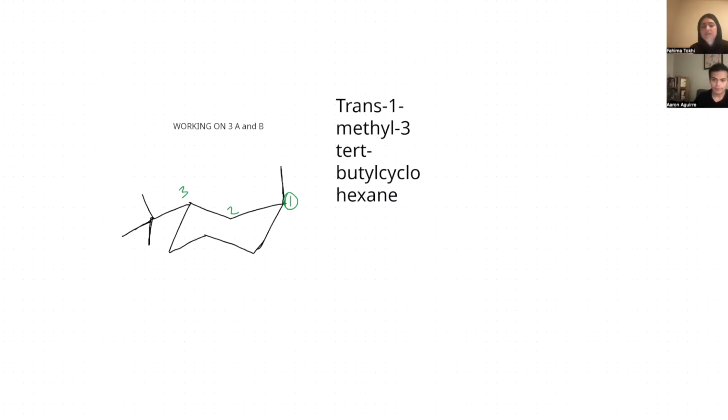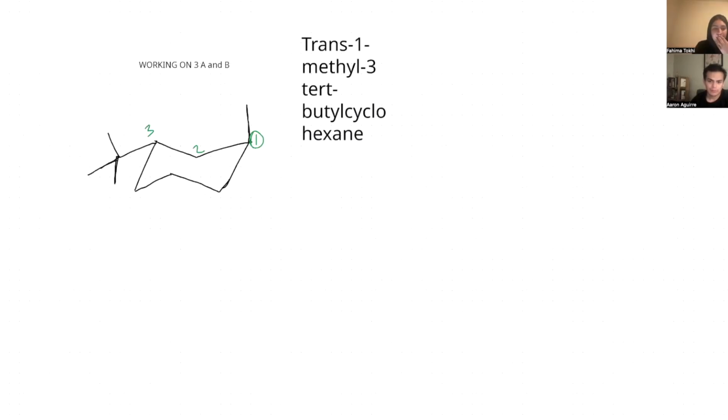Just for the sake of the recording, the reason we're naming to the left is because we want to get both substituents to be the lowest and to follow the 1,3 trans. If we did 1, 2, 3, this one goes up, this comes down, this one goes up, so it would have been cis in that case. That structure just doesn't even look right. That's correct.